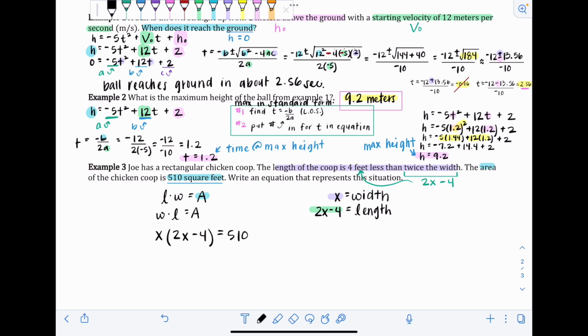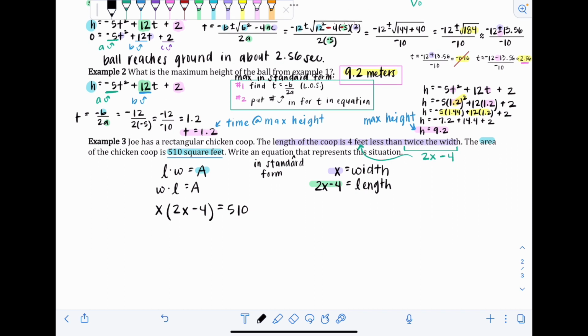And then I meant to write this into the instructions. I'll get it added by the time you can print it, but I want the equation to be in standard form. So if I want to get this equation in standard form, that means that it's simplified and everything is on one side of the equal sign.